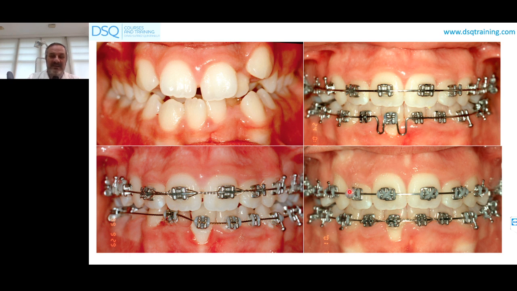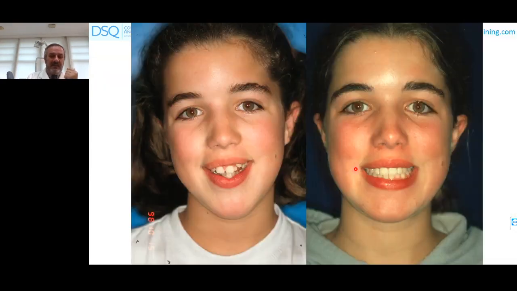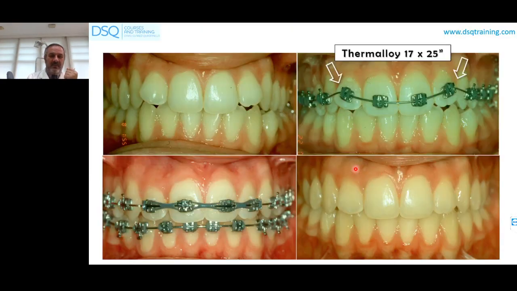And now, for finishing the case, I am using the Scenery bracket. I ligate the Scenery bracket in a figure of 8. You can see here how we move the root of the lateral incisor forward. This is the follow-up of the patient 5 years after retention, and the end of the follow-up.